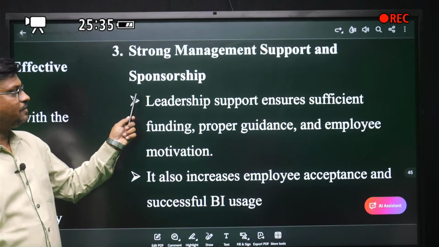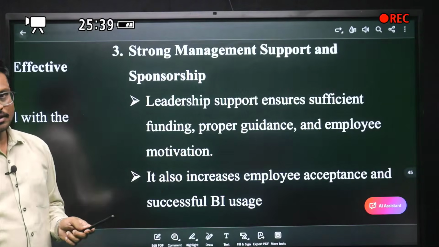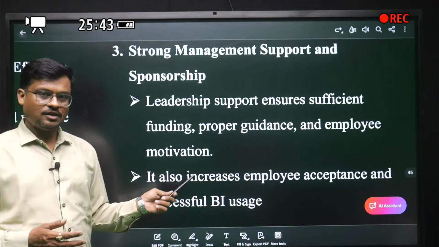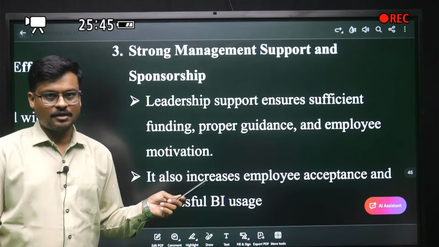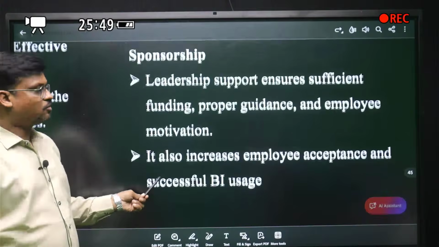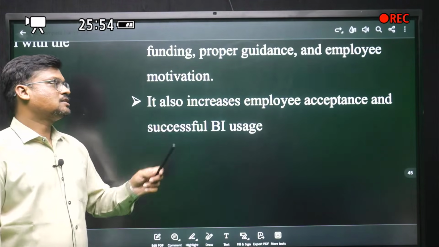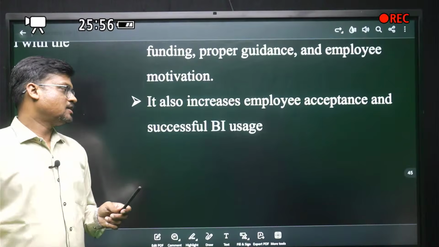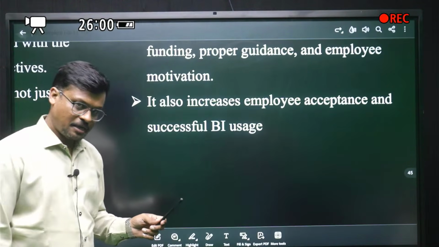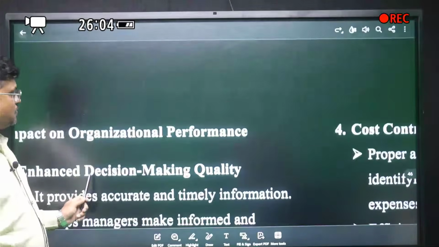So we need to have this leadership support for ensuring sufficient funding, proper guidance, as well as employee motivation, because we need trained professionals for implementing this. And when you want to achieve all these things, you need strong support and sponsorship from the management. It also increases the acceptance and confidence of the employees for the successful usage and implementation of BI. We need to have strong funding.